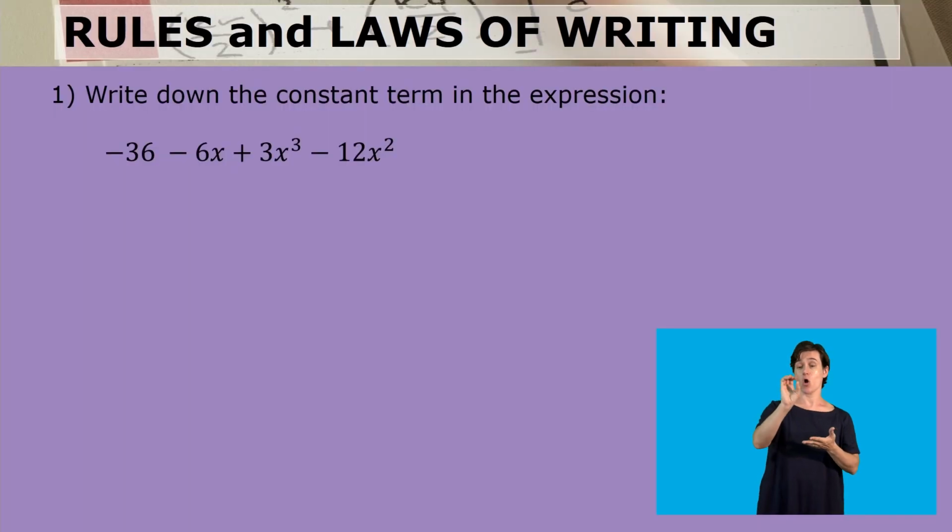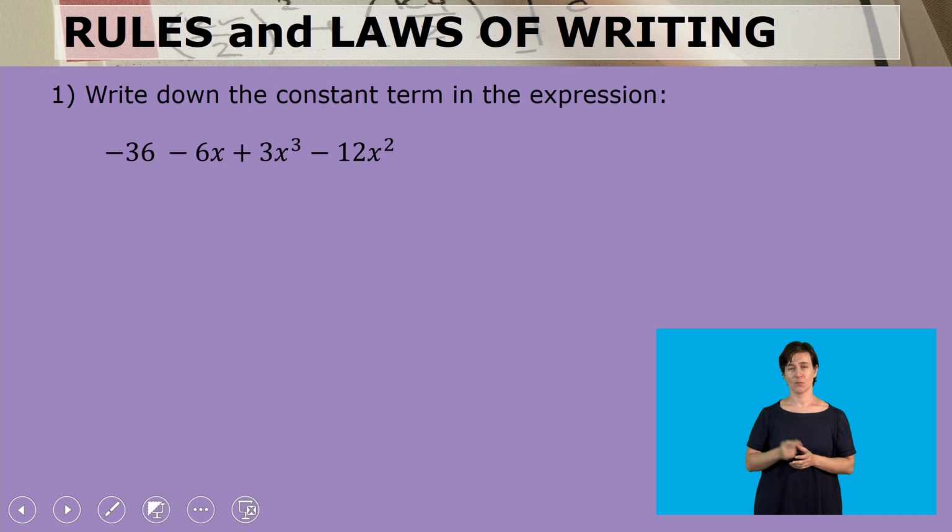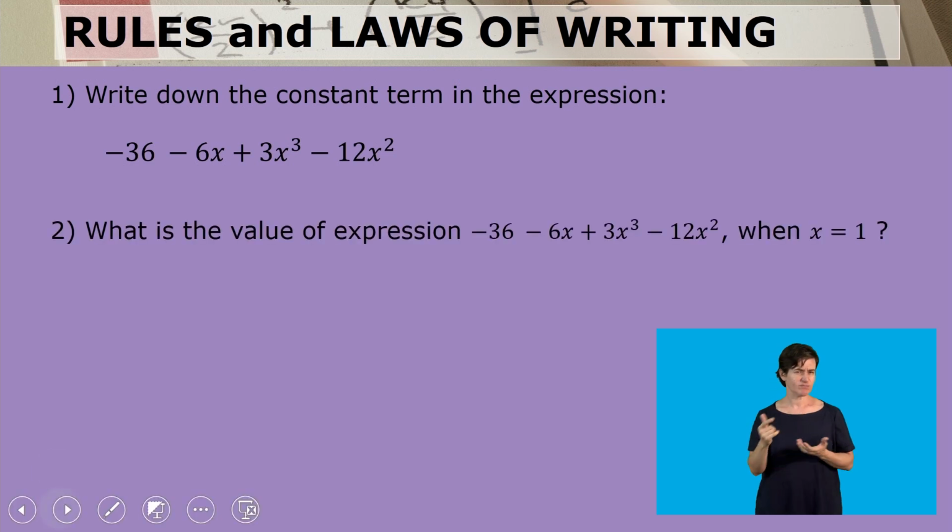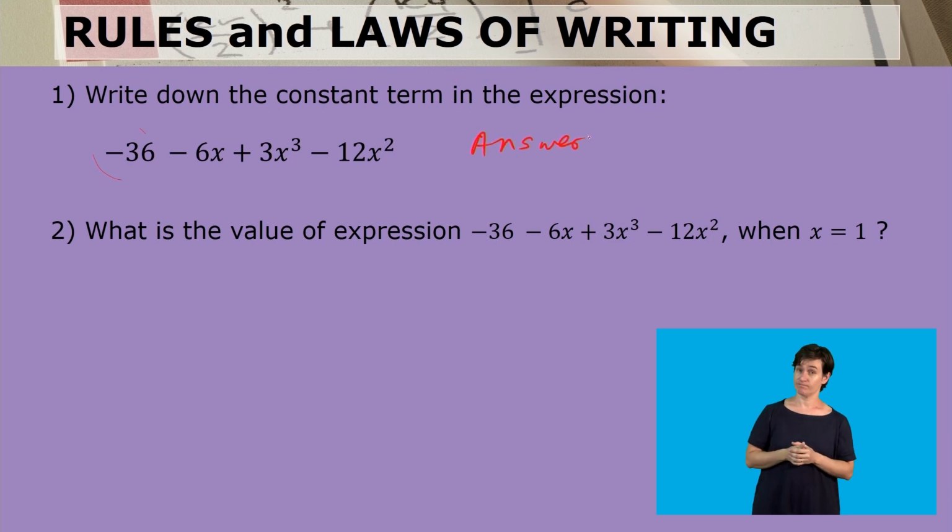Let's look at a question in this section. Write down the constant term of the expression. The expression is negative 36 minus 6x plus 3x cubed minus 12x squared. We are to write down the constant term of that expression. And what is the constant term there? Our term is negative 36. That is the constant term.